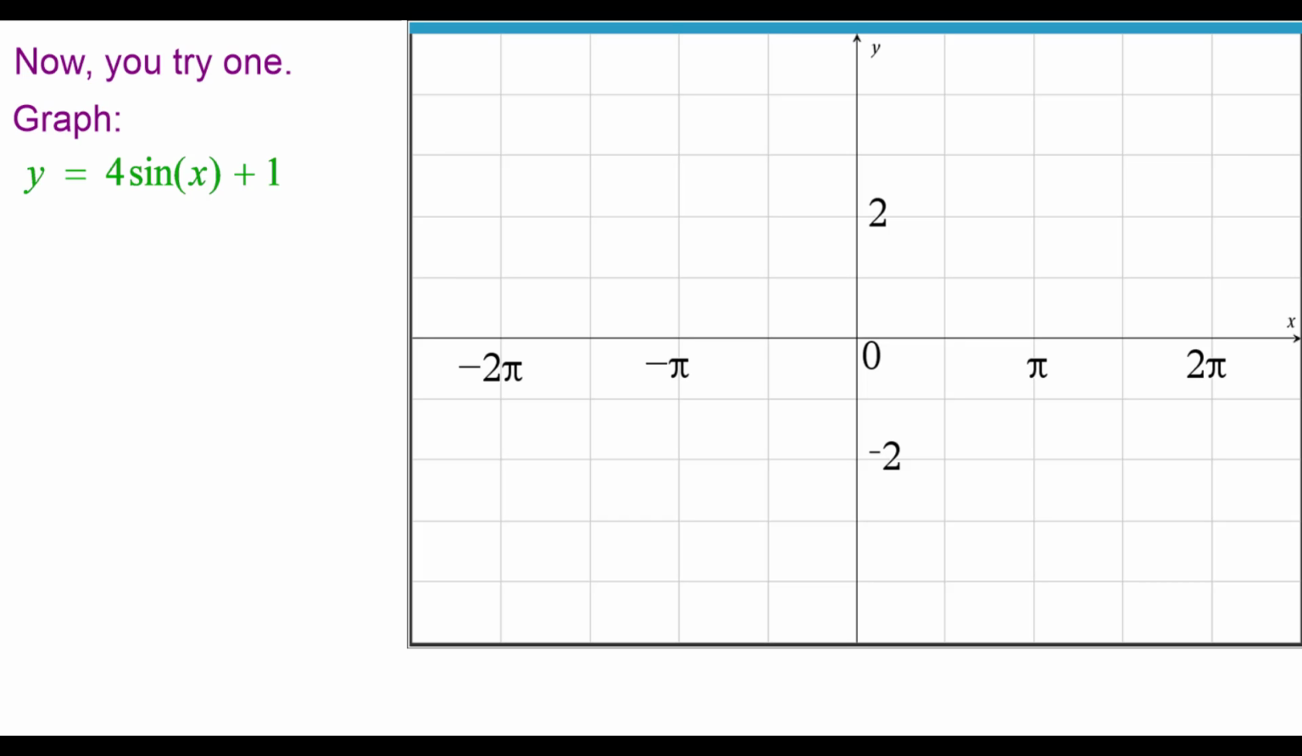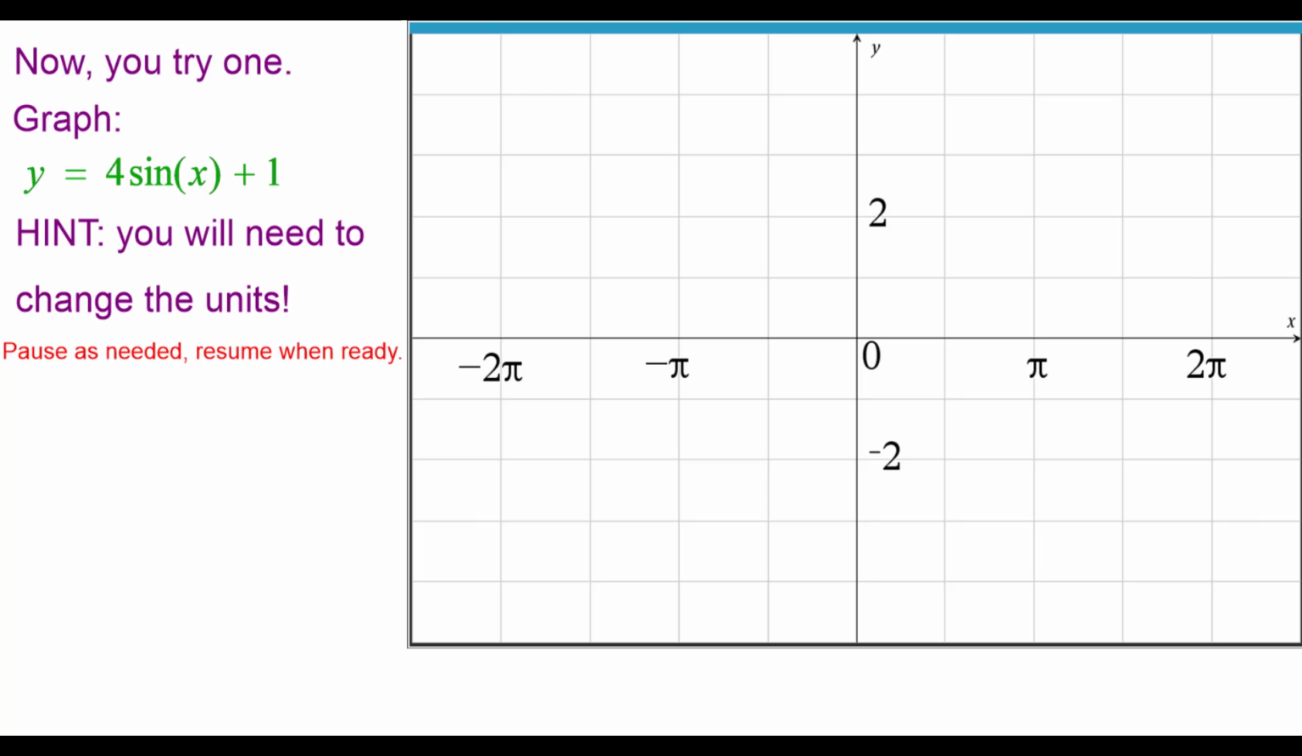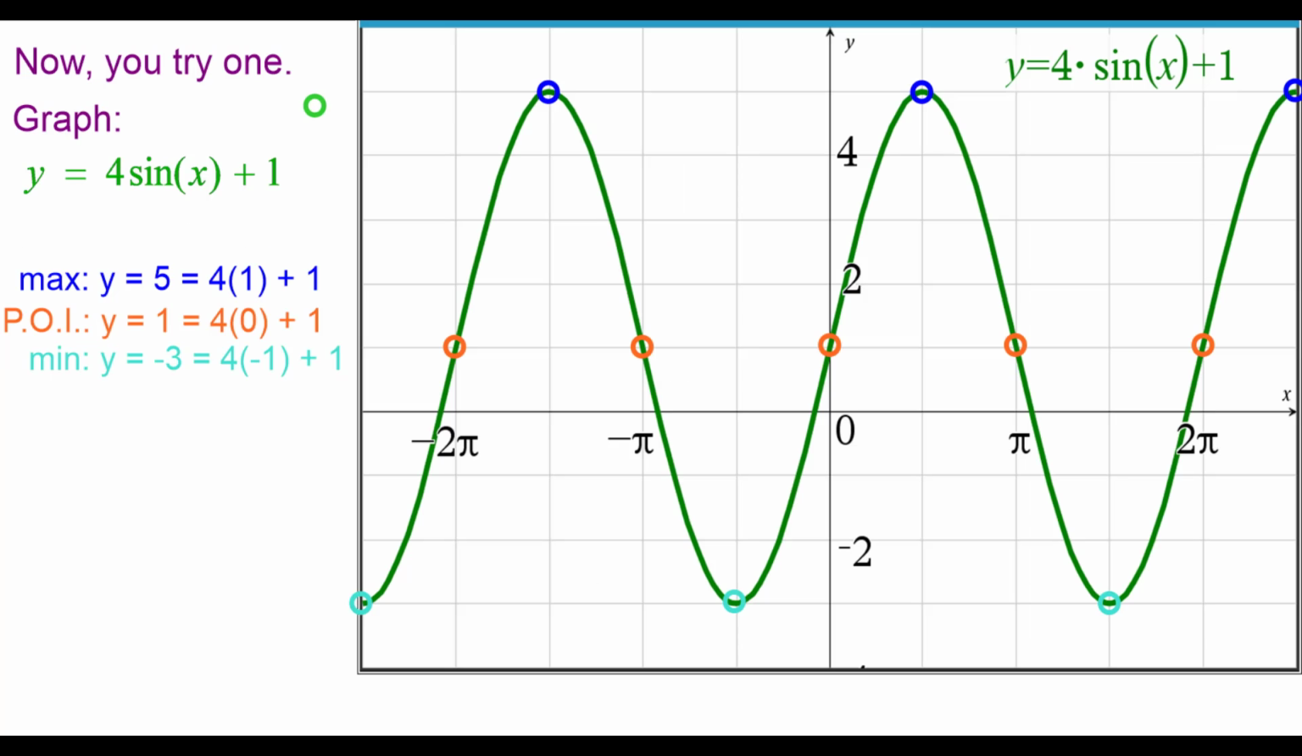Now you try one. Graph y equals 4 times the sine of x plus 1. You will need to change the unit. And so here we've listed the max, the point of inflection, and the minimum, plotted the points, and showed at least a little more than 2 periods.